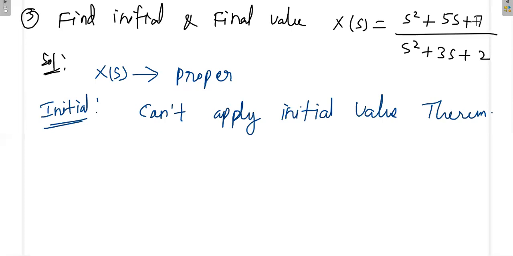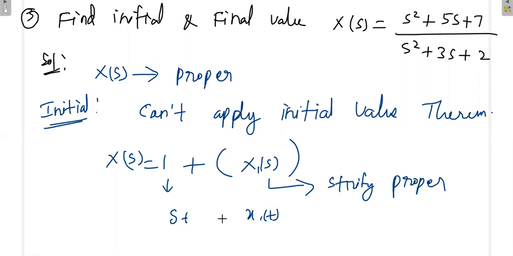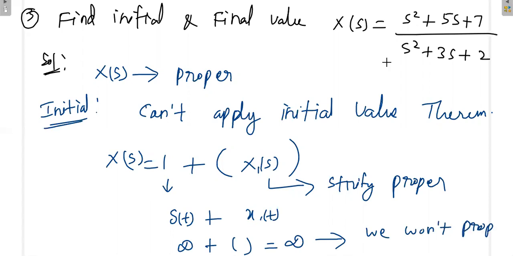Again, we'll try to convert this into strictly proper. Say, for example, X(s) is 1 plus something, say X1(s). Now this X1(s) will be strictly proper, so you can calculate the corresponding x1(t) and apply t equal to 0. But what is the problem here? When you convert the 1 into the time domain, it would be delta(t). If you apply t equal to 0 there, the value is infinite, and infinite plus something is infinite. Again, we won't get the proper answer, so we cannot apply the initial value theorem. That is the main reason.